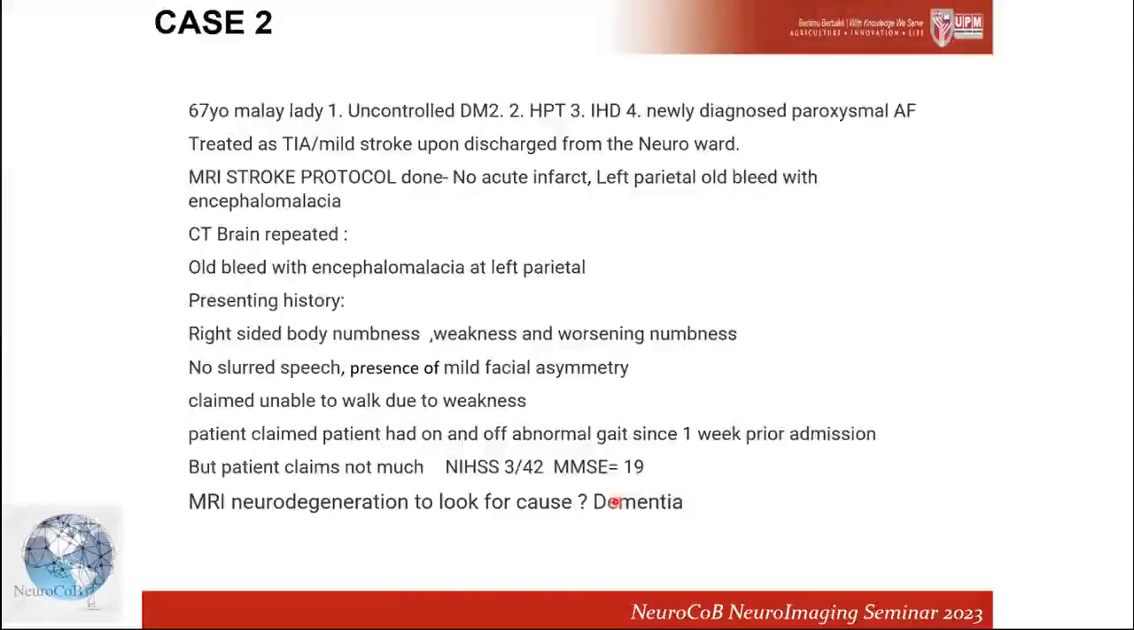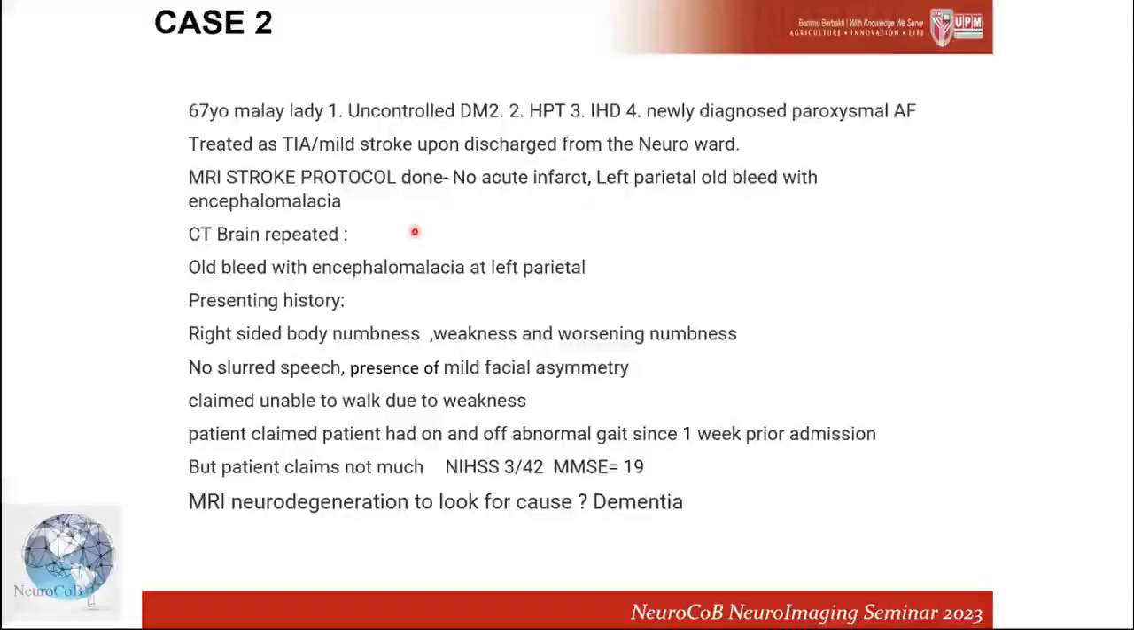So this is another case, a 67 years old lady with uncontrolled diabetes, hypertension, IHD, and newly diagnosed paroxysmal atrial fibrillation. The patient was treated as TIA and mild stroke upon discharge from the neuro ward, and an MRI stroke protocol was done because our hospital is a stroke center, so the patient was admitted under stroke code. This is different from the neurodegenerative protocol. On the stroke protocol MRI, no acute infarct.